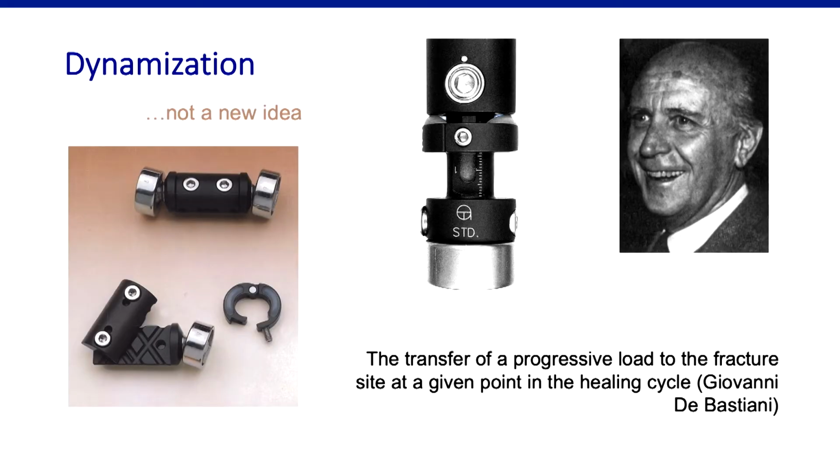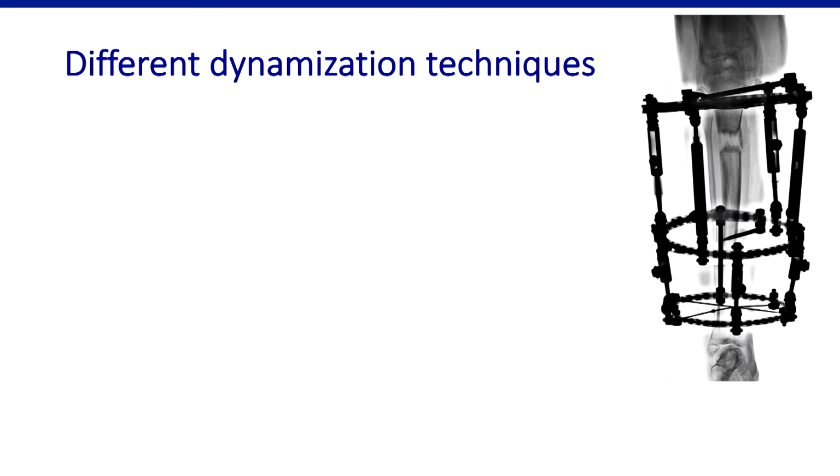It's not a new idea. Actually, the first dynamized external fixation frame was done by Di Bastiani. He used a special elastic ring, which he would put on the bar to optimize the healing, because he discovered that pins are too rigid. And when the frame is too rigid, there is no need for bone to form because it's stable. So different dynamization techniques were actually developed.